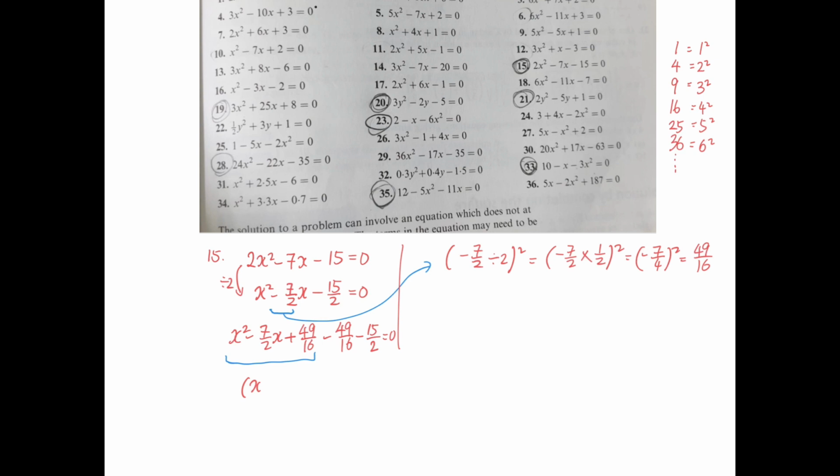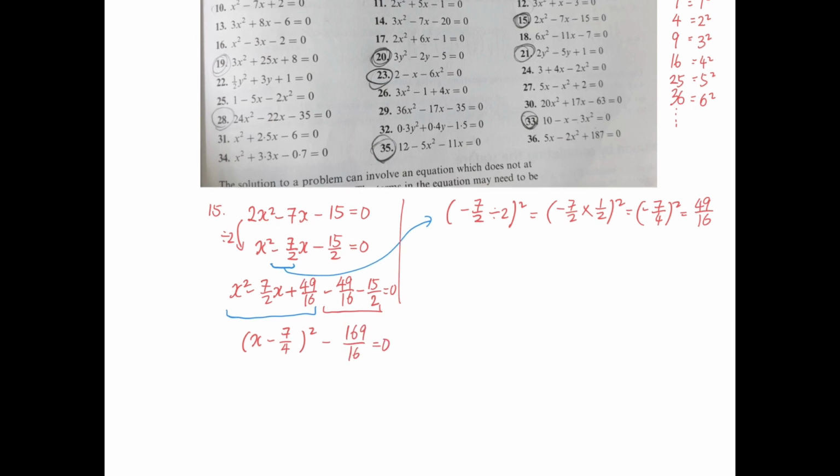To change that to a perfect square, we take these and divide by 2. It's a shortcut to do it actually. So we take that and divide by 2, which we have done on the right hand side here. We divide by 2, we get negative 7 over 4. So that is negative 7 over 4, then you square. So that is what I mean. These 3 terms are a perfect square. It means you can change it to something squared. Now for the last 2 terms, we just press calculator. Minus 49 over 16, minus 15 over 2. So we get minus 169 over 16.